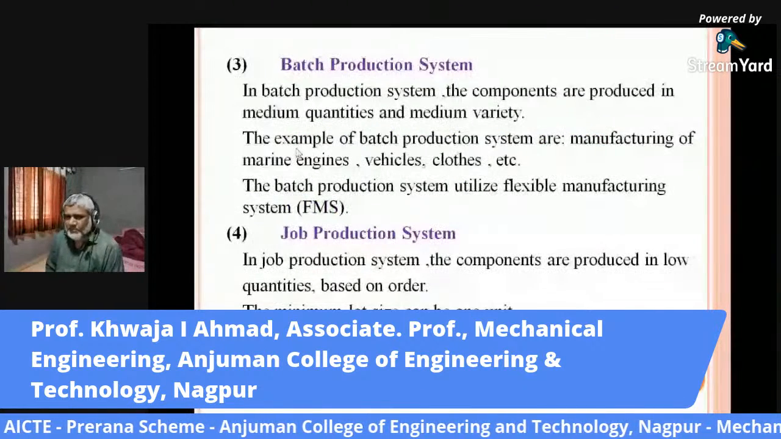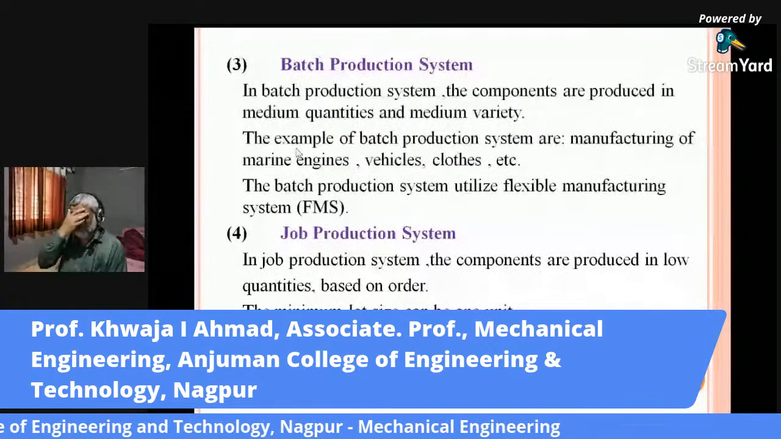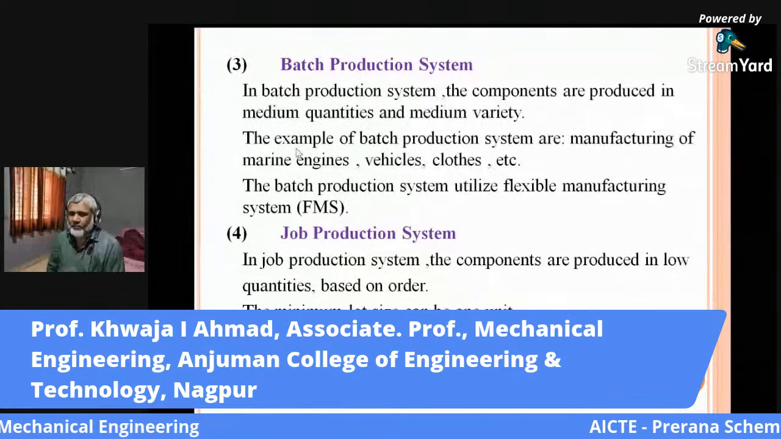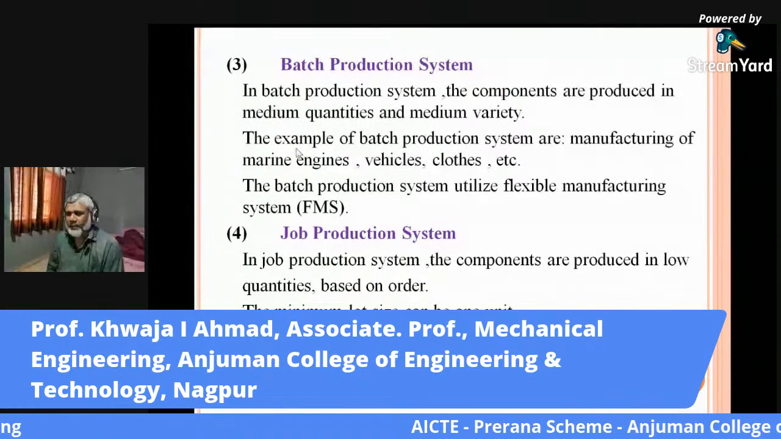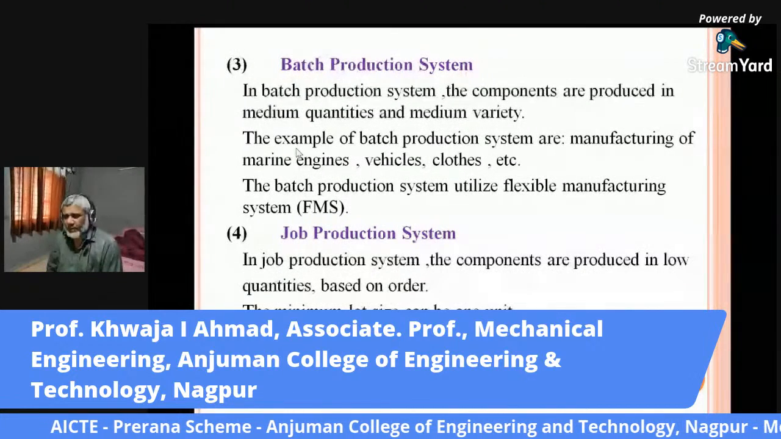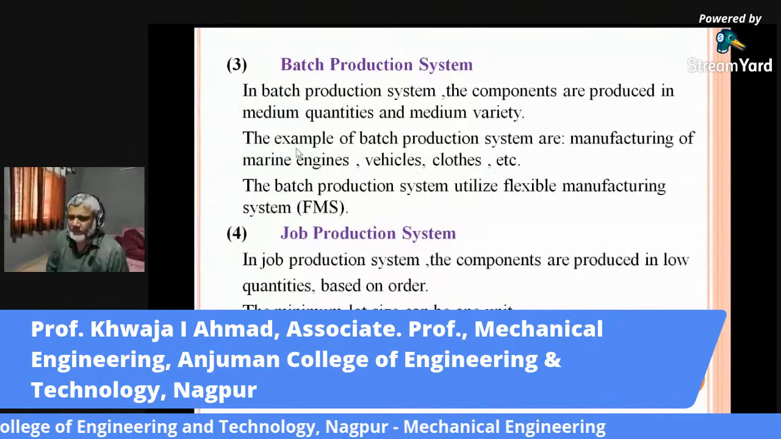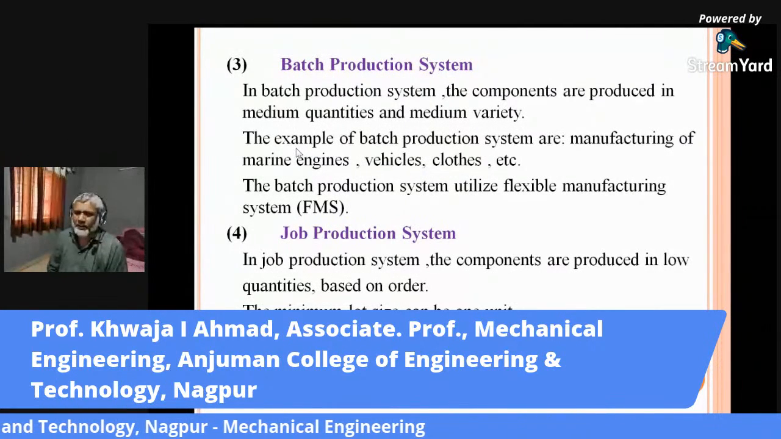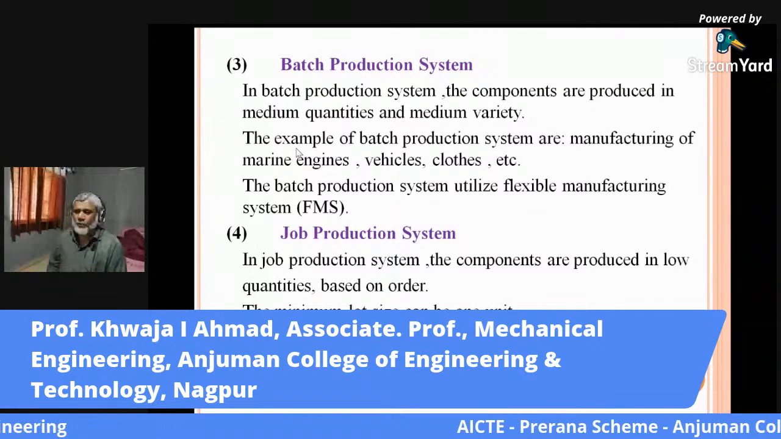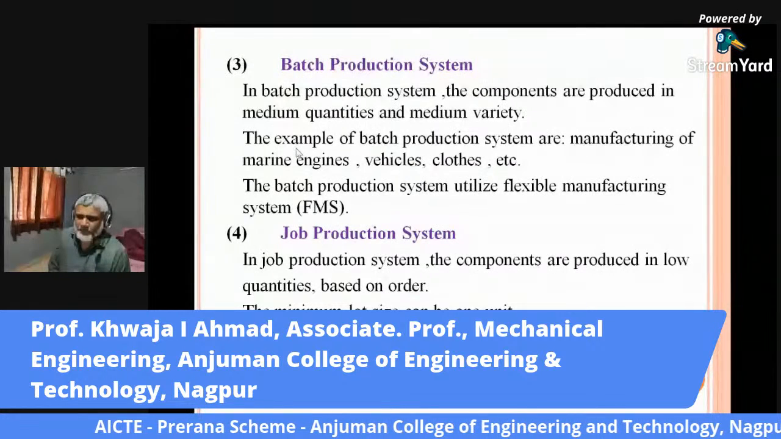In batch production system, the components are produced in medium quantity and medium variety range. Means you can change the variety a little bit, but the quantity of the production will be medium. Examples of batch production systems are manufacturing of marine engines, vehicles, clothes. Generally, nowadays, the batch production system is utilizing flexible manufacturing system. What is an FMS? We will try to understand this FMS when we switch over to the CIM. The last system is the job production system.